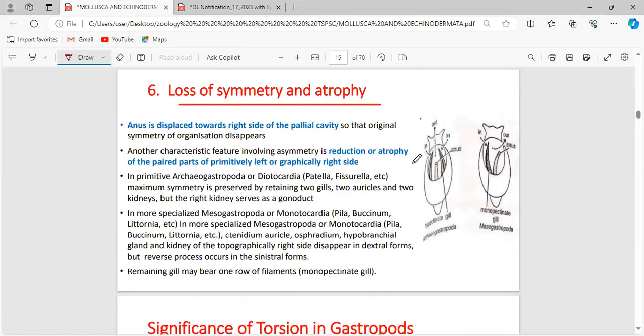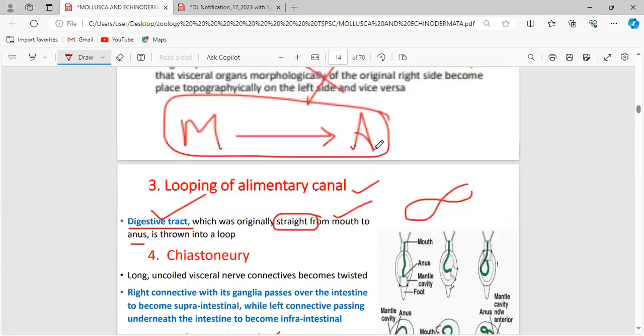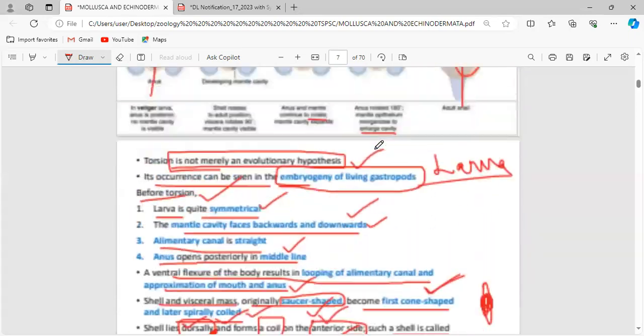Loss of symmetry and atrophy. Anus is displaced towards the right side of the pallial cavity, nothing but the mantle cavity. See, anus displaced towards the right side. Initially it was in a straight line. Now it is displacing towards the right side. That is what I'm mentioning here. It displaces towards the right side of the pallial cavity so that the original symmetry of the organization disappears. See, the same thing I have explained to you before.